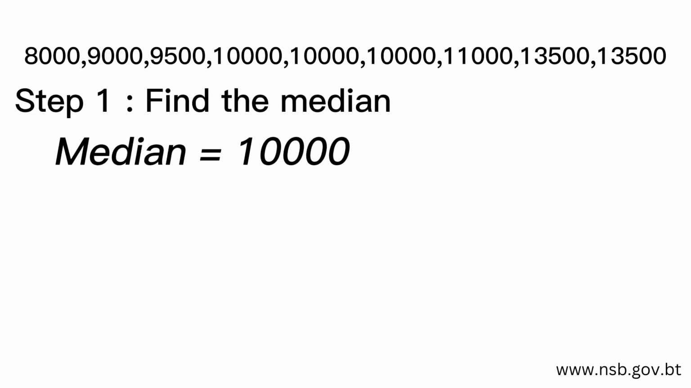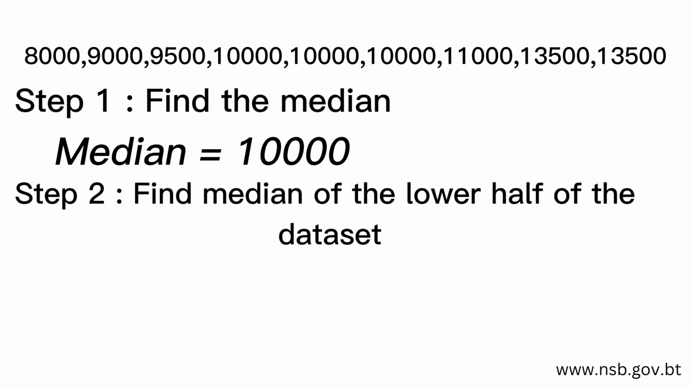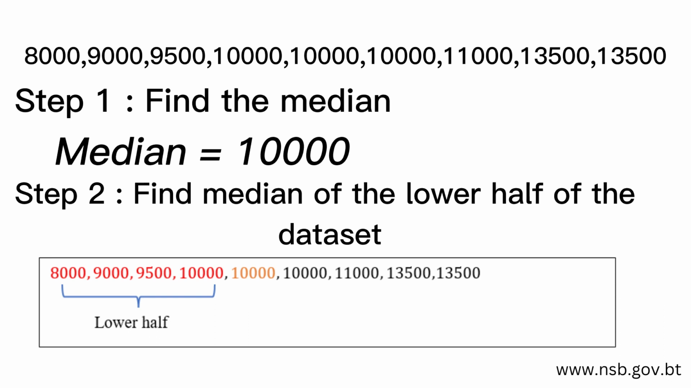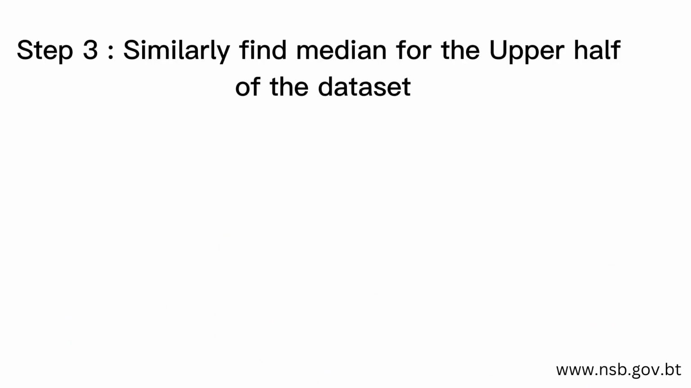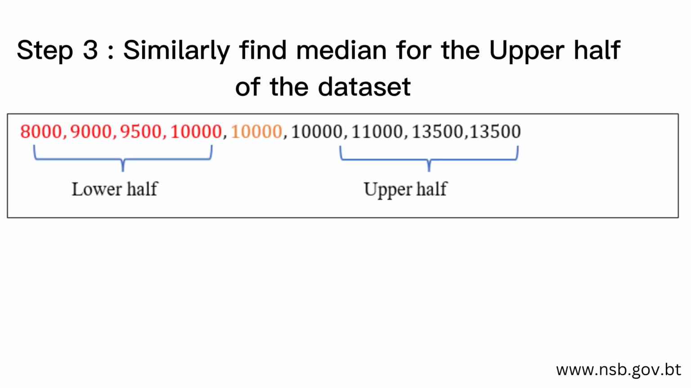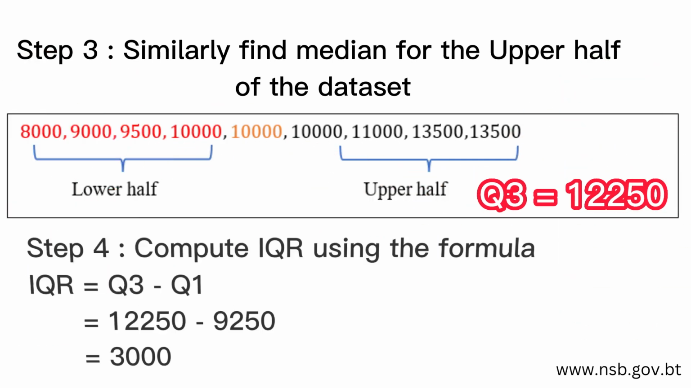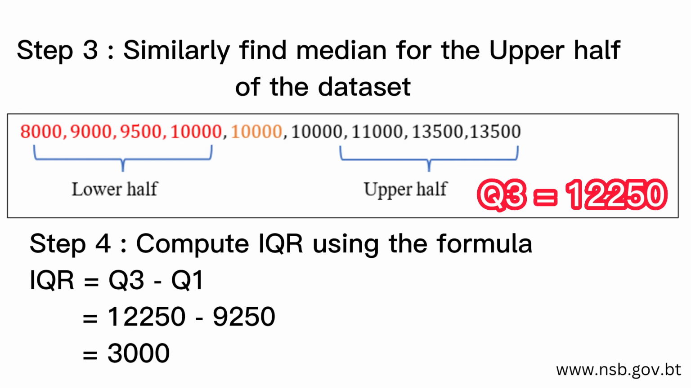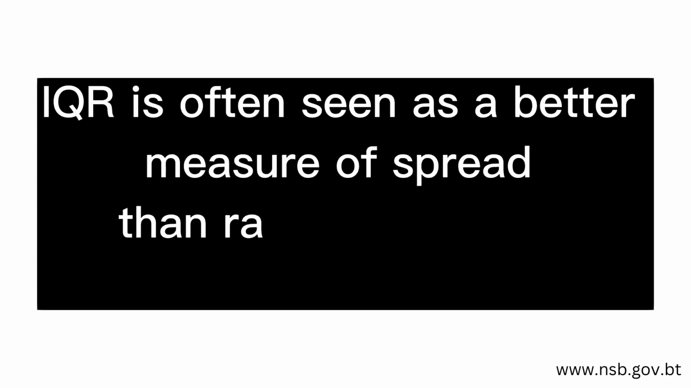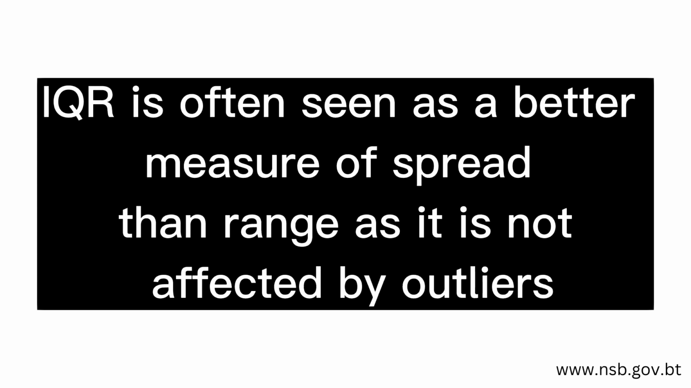Step 1. Find the median. Here our median is 10,000. Step 2. Find the median of the lower half of the dataset, i.e. Q1 equals 9,250. Step 3. Find the median of the upper half of the dataset, that is, Q3 equals 12,250. Step 4. Finally, compute the interquartile range by subtracting Q1 from Q3. The interquartile range for this dataset is 3,000. Interquartile range is often considered the better measure of spread as it is not affected by outliers.